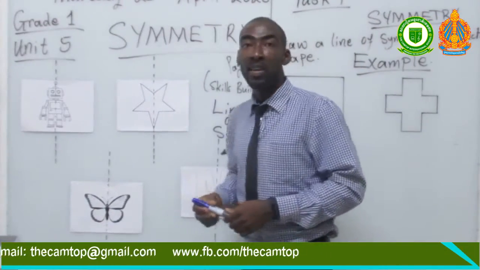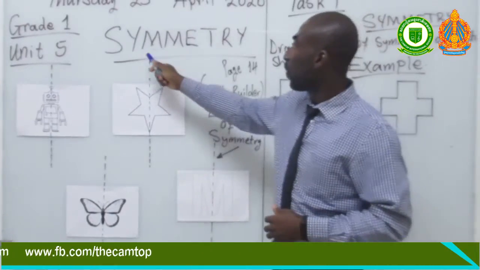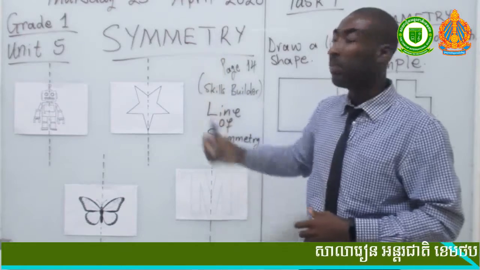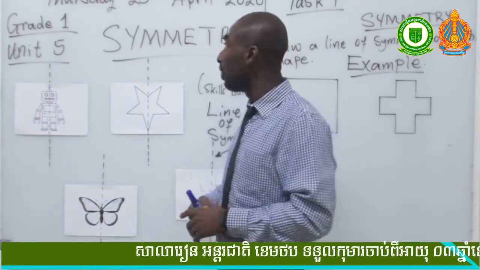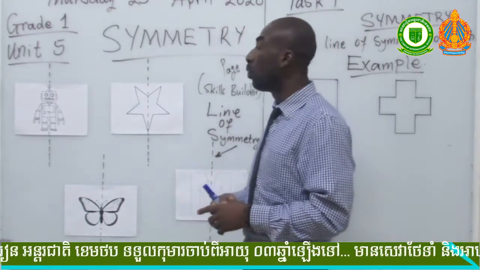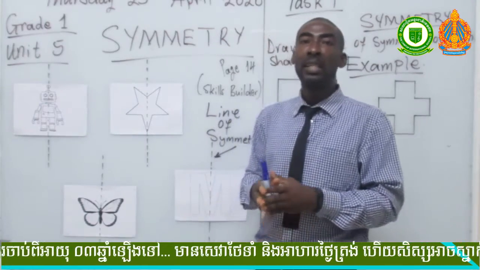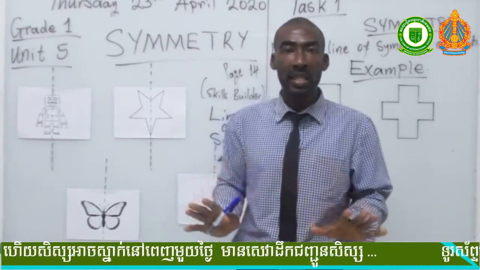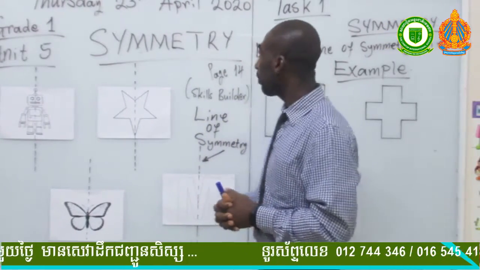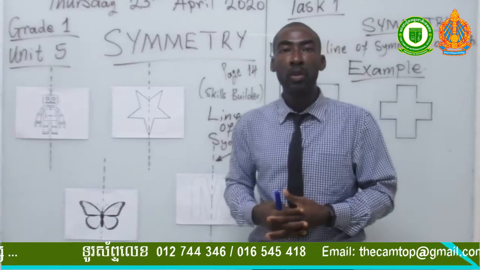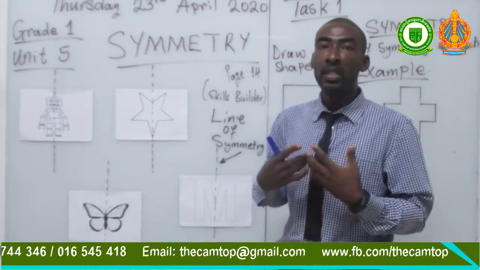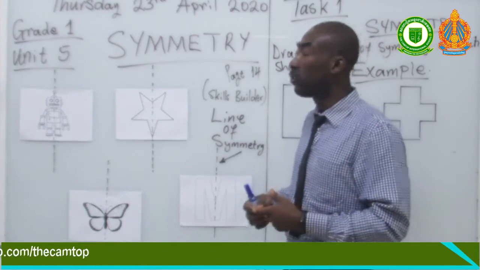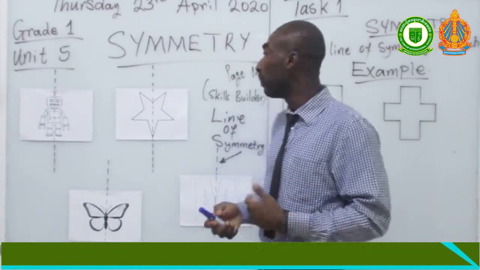Today we are studying about symmetry. This word is called symmetry, okay? Symmetry. What is symmetry? Symmetry means that you want to divide an image into two equal parts that look the same. So what do you have to use to show that you are dividing your image into two different portions? You have to use a line of symmetry.